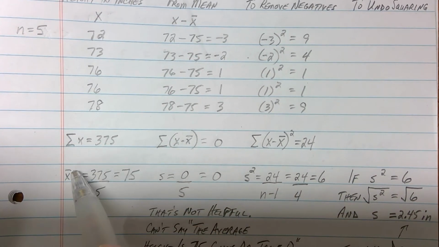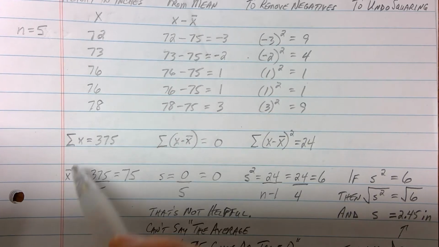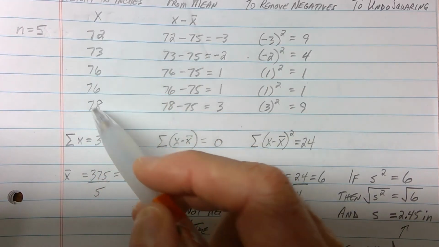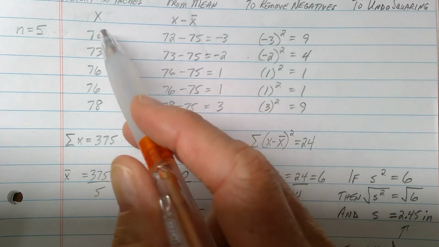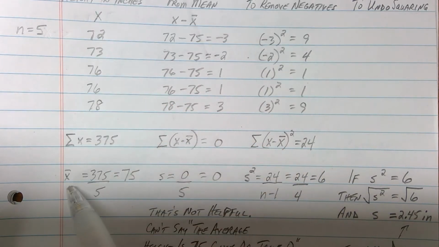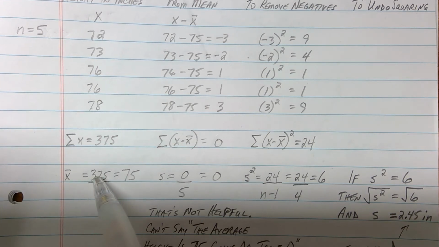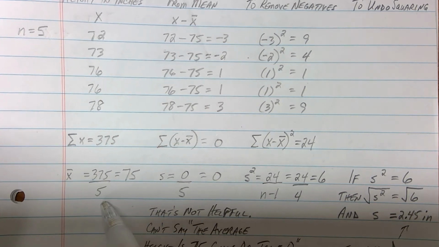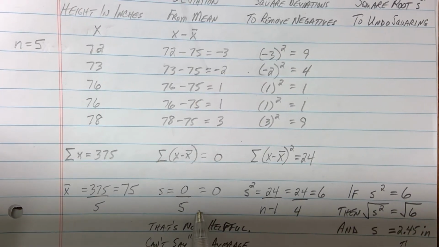Now, since I want to average it, remember average of your sample is called x bar. This is a sample because this is not all the basketball players in the world. That would be the population. This is just the 5 I could catch and measure. So my sample average, x bar, my sample mean, is the total divided by how many there are. 75 inches is my average. All right, so we know this sample average is 75 inches.